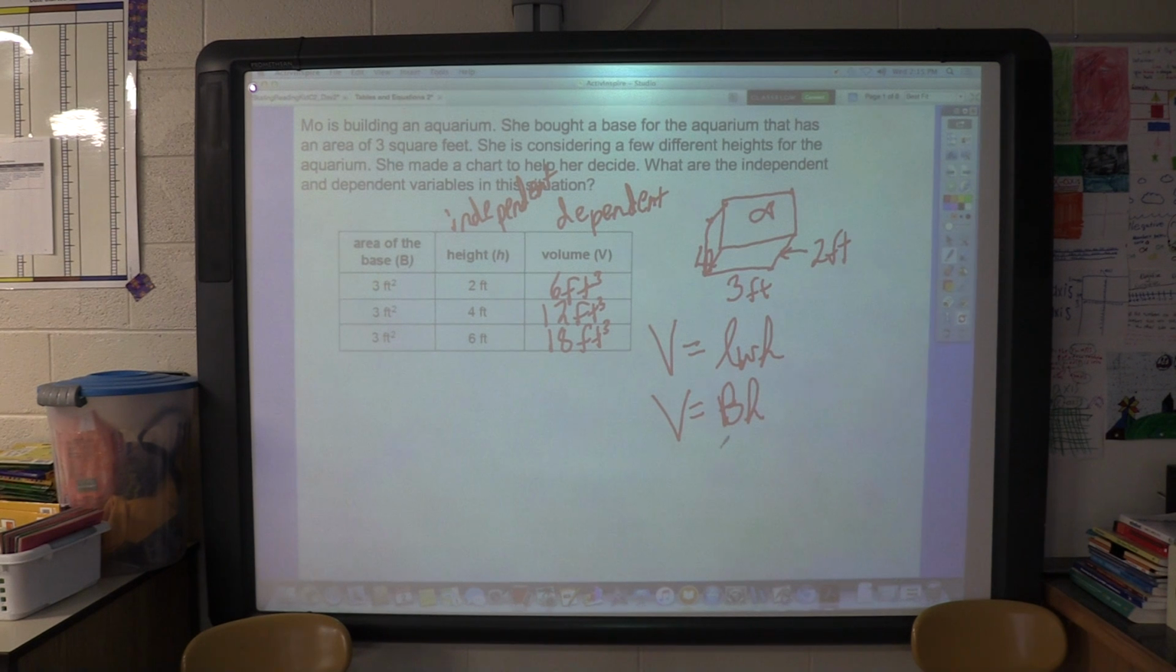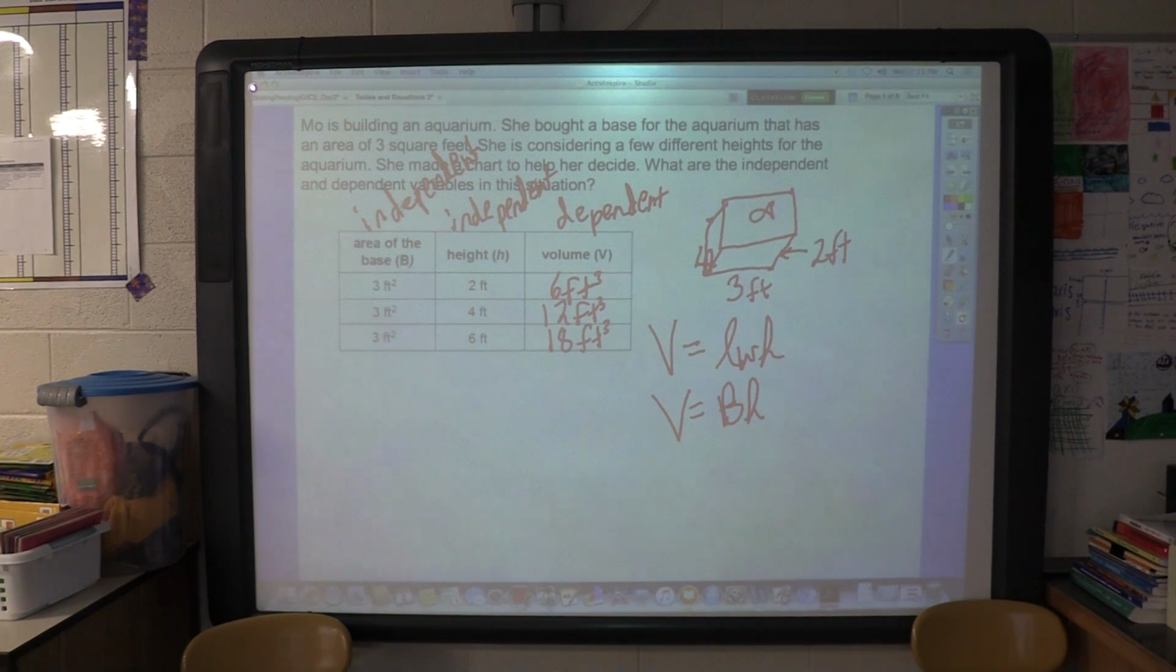Why would the height be the independent? Why couldn't it be the area of the base? Well, the area of the base is also an independent variable. The area of the base and the height are both independent variables, because when you look at it this way, you have two factors, and this will be our product. Your factors are always going to be your independent variables, and your product is going to be your dependent variable, because your product depends on the value of the factors to get its value. Does that answer your question?